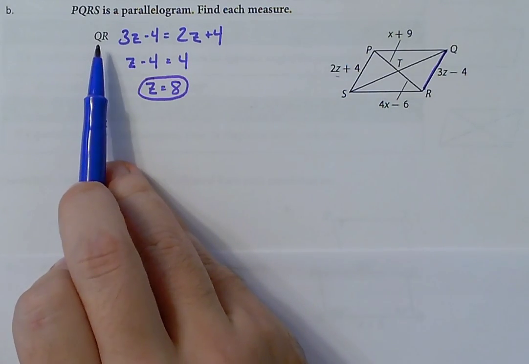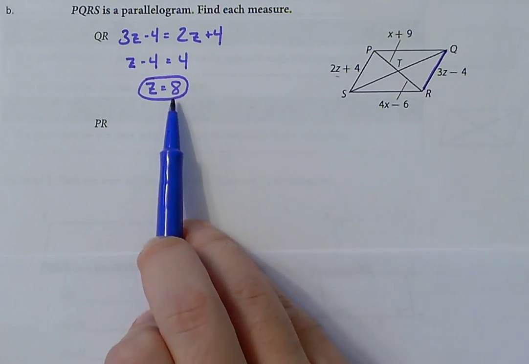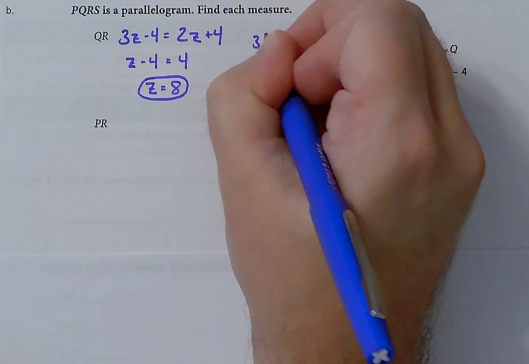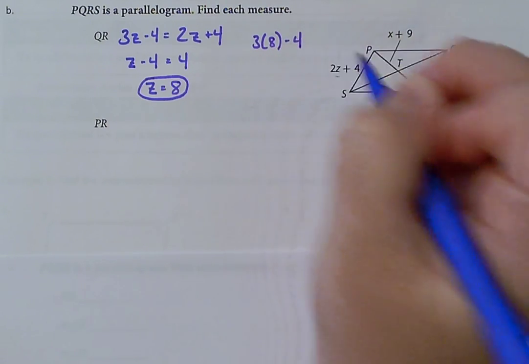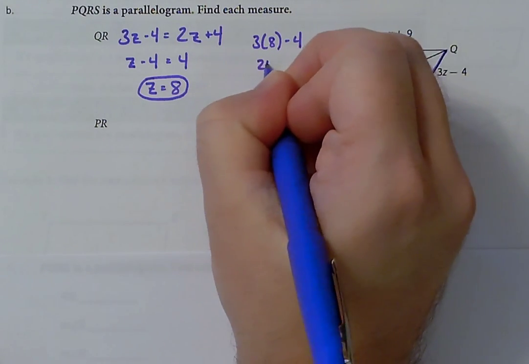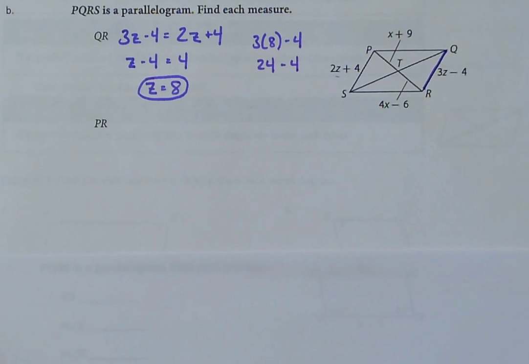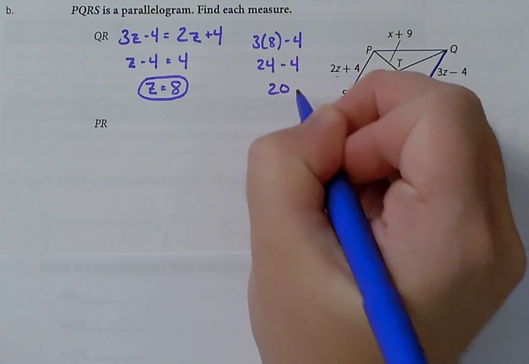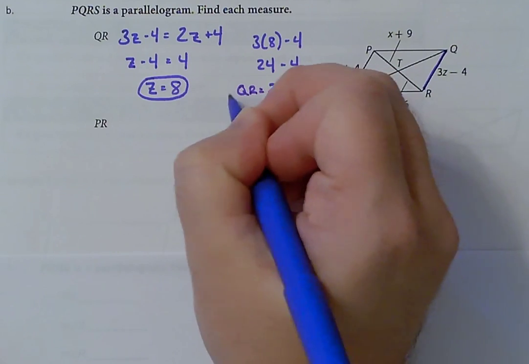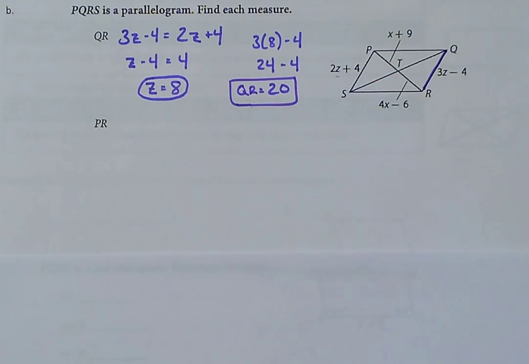Now, knowing that z is 8 is great, but it doesn't tell me what I want to know for QR. So to figure out QR, we're going to take this 8 and plug it in for z. So we're going to do 3 times 8 minus 4. 3 times 8 is 24. So we have 24 minus 4. And 24 minus 4 is going to give us 20. So that means QR equals 20. And that is my answer for QR for part B.